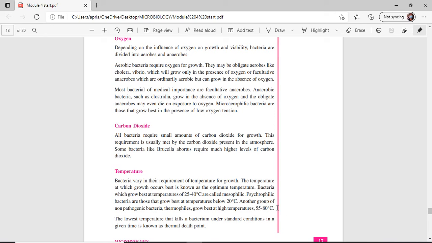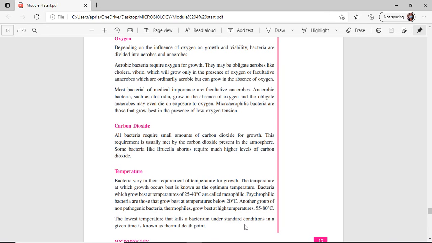So you have here the temperature in which growth is known as the optimum temperature. Bacteria which grow best at around 25 to 40 degrees Celsius are called your mesophilic. Your psychrophilic naman are bacteria that grow at temperatures below 20 degrees Celsius, or room temperature. Ang room temperature is around 22 to 25 degrees Celsius. Another group of your non-pathologic bacteria are your thermophiles. Thermophiles grow best at high temperatures around 55 to 80 degrees Celsius.